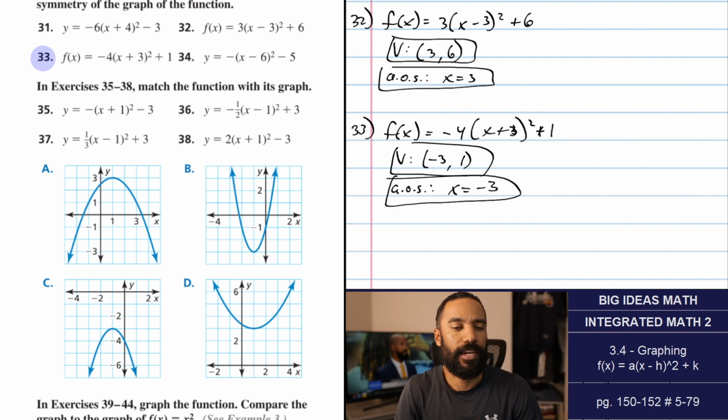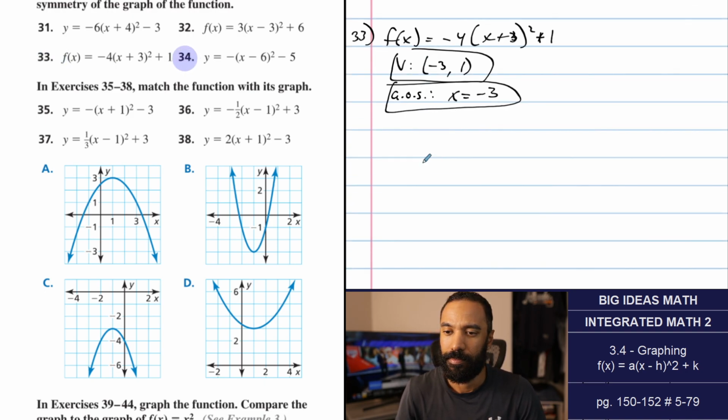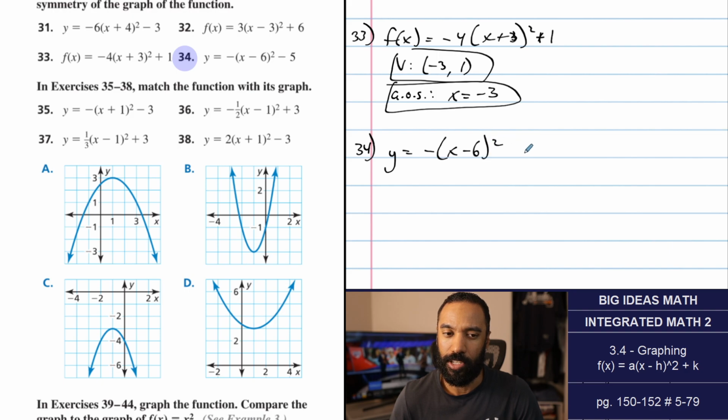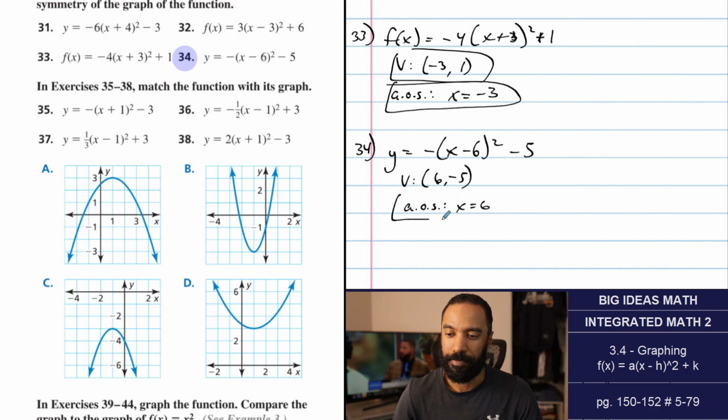Okay. And then number 34, y equals negative x minus 6 quantity squared minus 5. I can't really trick you with this unless it's not in vertex form, and these totally are. I guess sometimes it's good to practice things that you know how to do. The vertex is going to be at 6 comma negative 5, and the axis of symmetry is at x equals 6.